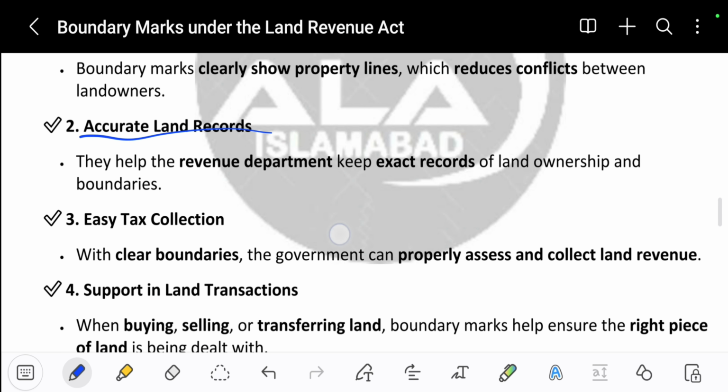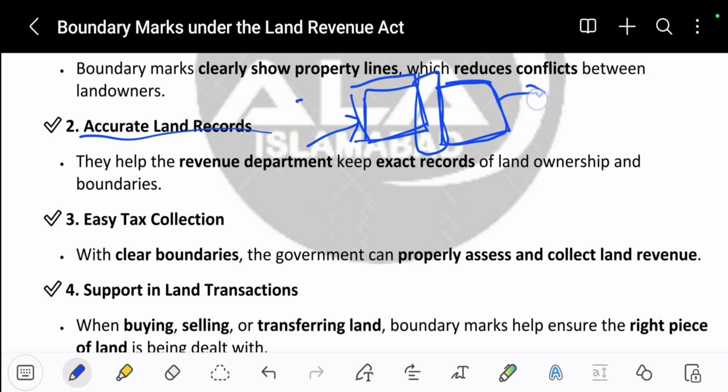Second point is accurate land records. If you have lands and they are divided, it will help in maintaining the record, because the revenue officer will know that this portion belongs to you and this portion belongs to another person. It will help in maintaining the record. They help the revenue department keep exact record of land ownership and boundaries. This is what you have to write.